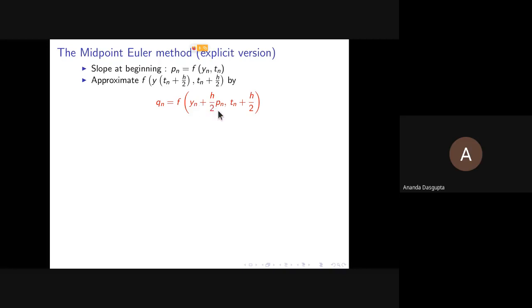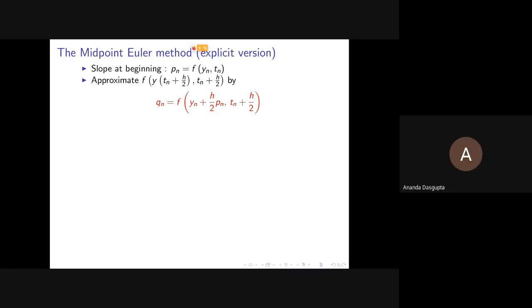That's an estimate, of course, that's not exact. And then we are using that estimate to calculate Qn. Okay? And then we are going to use this Qn as a slope throughout. That is, we are going to say yn plus 1, y at the end of the interval is yn plus h times Qn. Clear? Is this clear? Is the algorithm clear? Yes, sir.